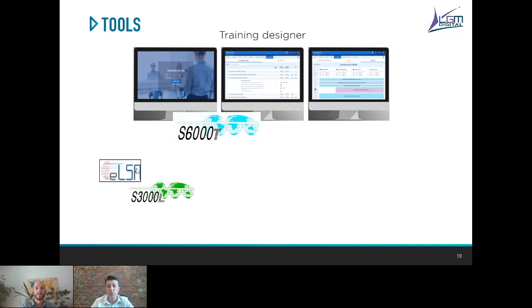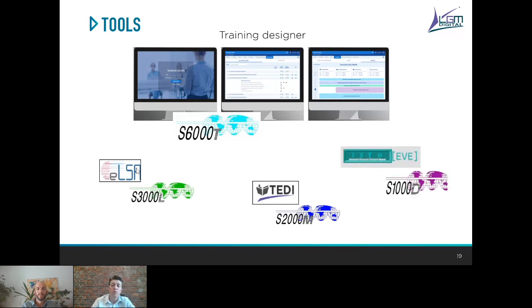But today, as you also know, this specification is quite young, three months only. We are now at the stage of a tool prototype. But we have other tools which already exist that we are using in our projects, and that some of our customers have also bought and use. For example, for covering the S3000L, we have ELSA. The tool Teddy is covering the S2000M, and we have a tool dedicated to the edition and publication of technical documentation, the EVE tool.